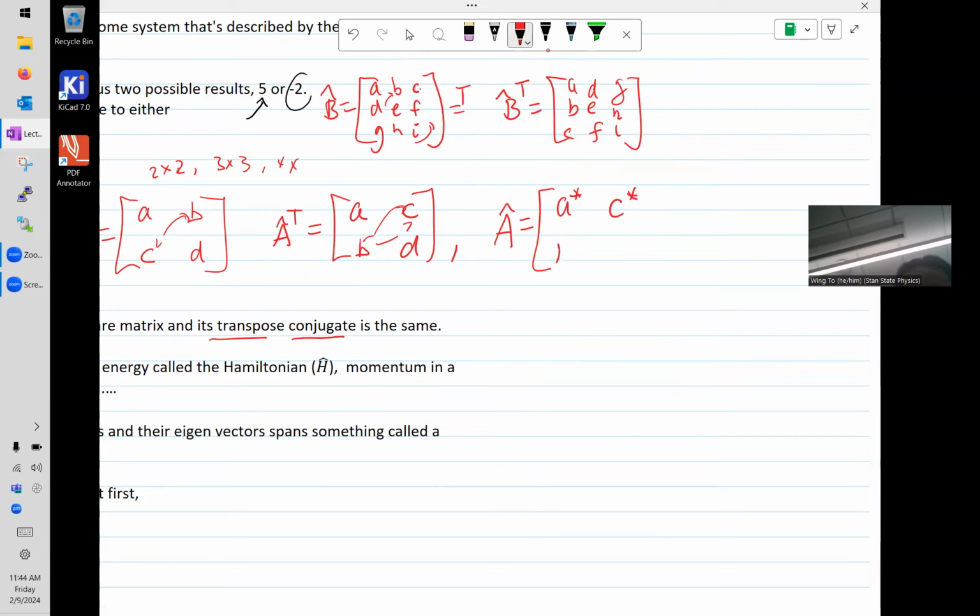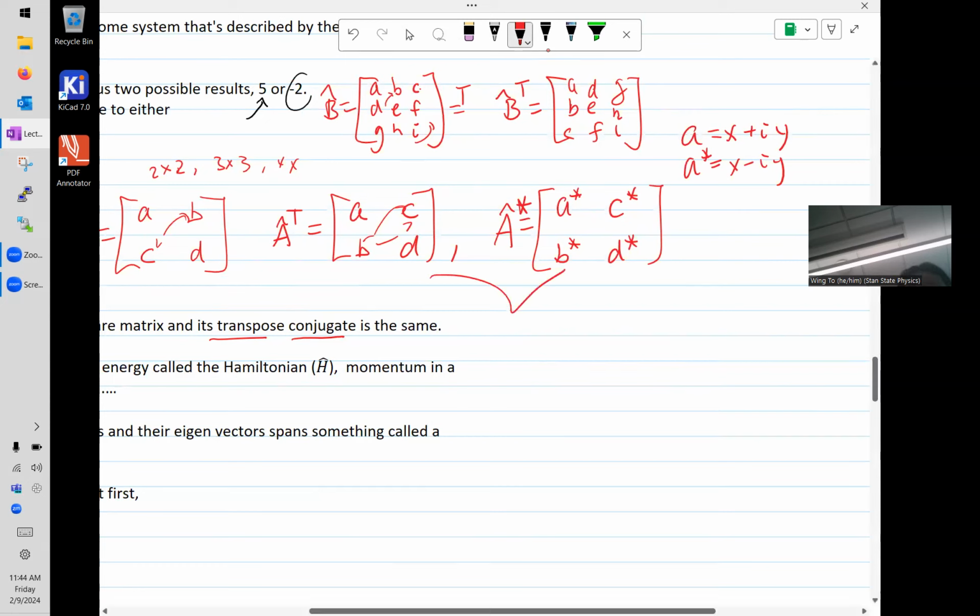Okay. B star, D star. That's the star. So for example, if A is equal to X plus iY, the complex conjugate of that is X minus iY. Combining these two functions together is known as the transpose conjugate, which has a special symbol because we do it all the time. It's called a dagger. It looks like a little dagger.